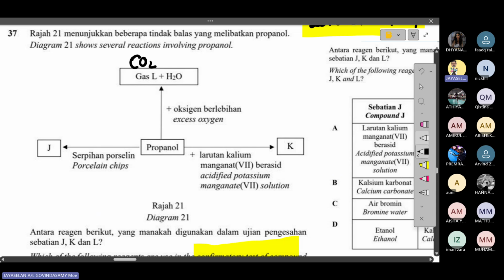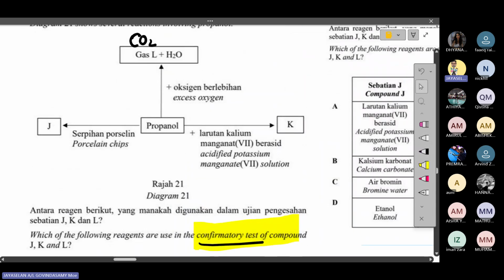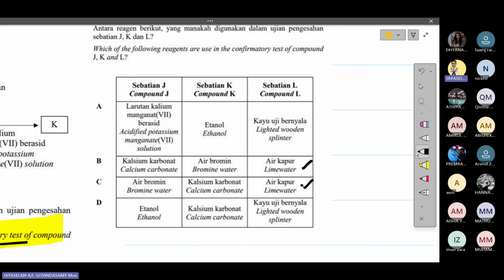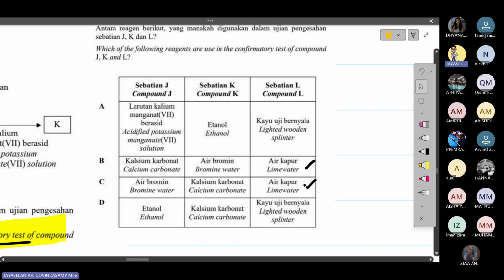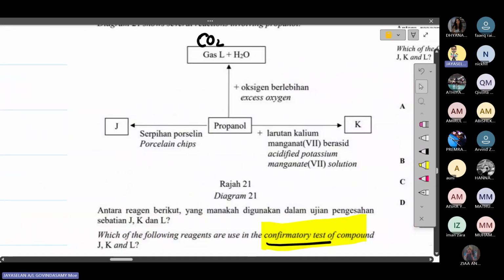When it is carbon dioxide, what is the test? They want the confirmatory test, right? So what is the test for the gas? This is gas L, right? So lime water. So L is carbon dioxide. So I put here CO2. All right, now I go to J.